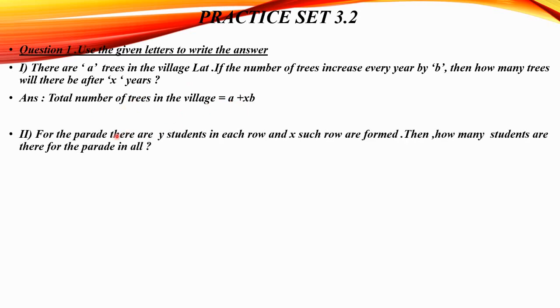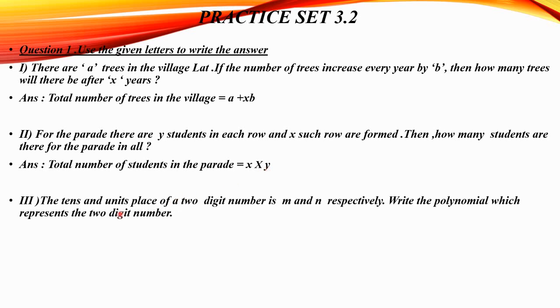Question number 2. For the parade, there are y students in each row and x such number of rows. Then how many students are there for the parade in all? Now, if we have y students in one row and 2 rows are there, we will have 2y students. So, if x rows are there, we will have x into y number of students in the parade.